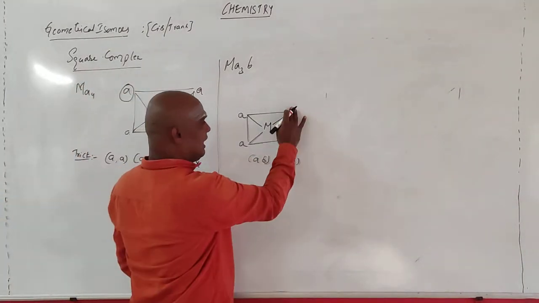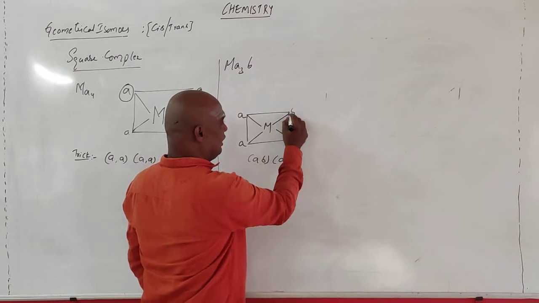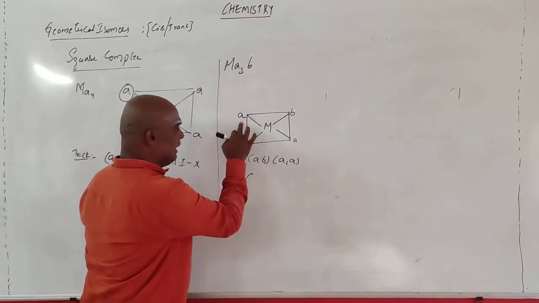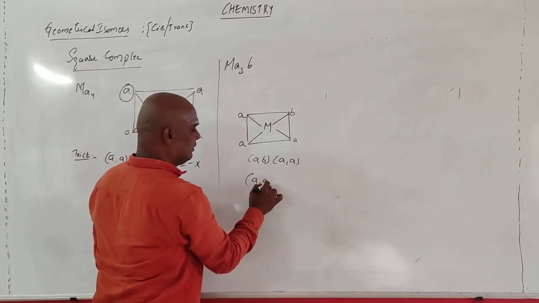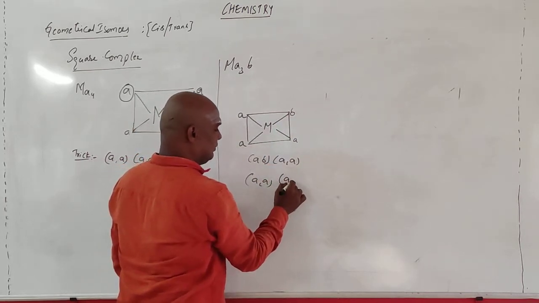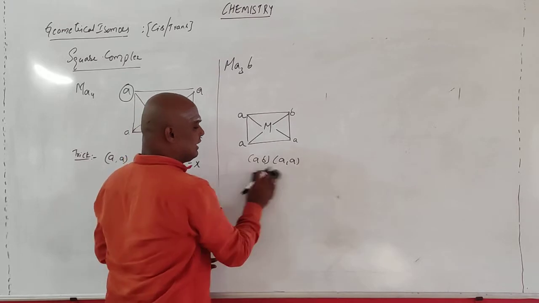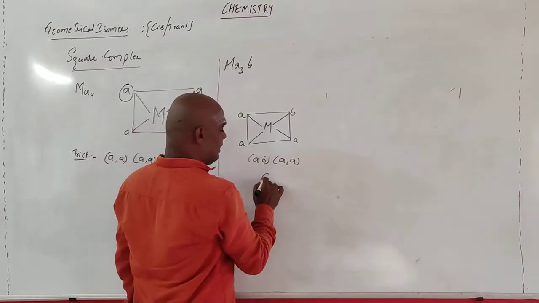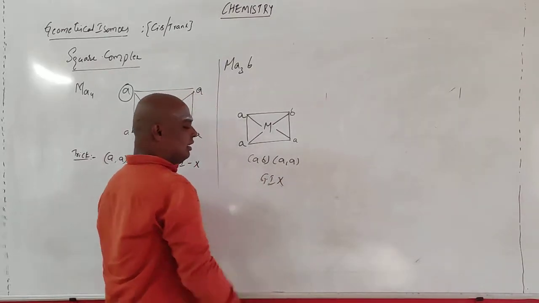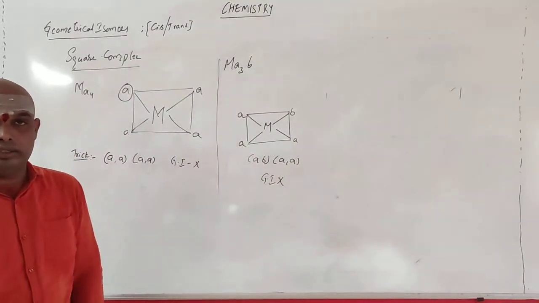If you change B here, if you take B here, now A here. What are the possibilities? A, B. See, same A, B. So this is again the same, repeating. So for this, geometrical isomers are not possible. Okay.